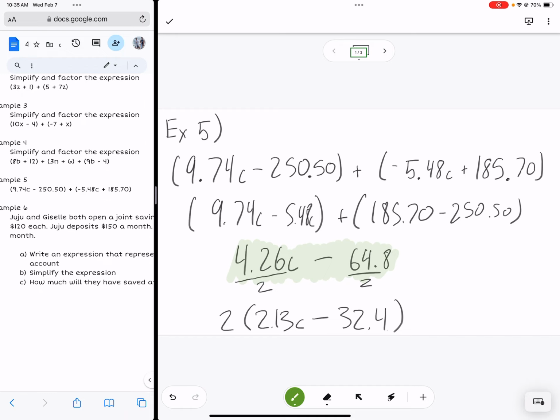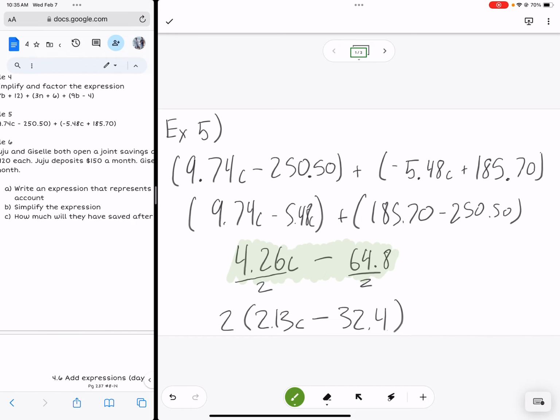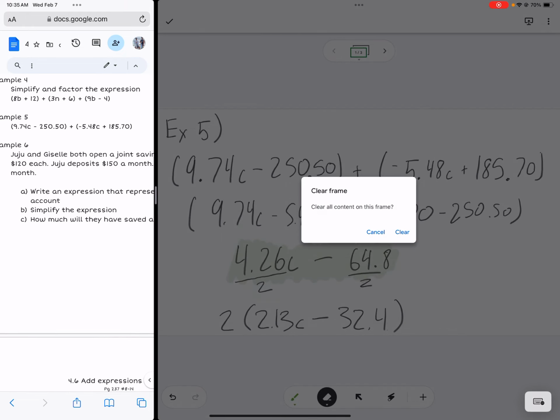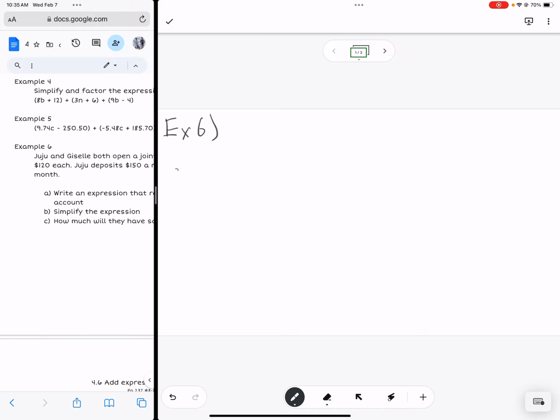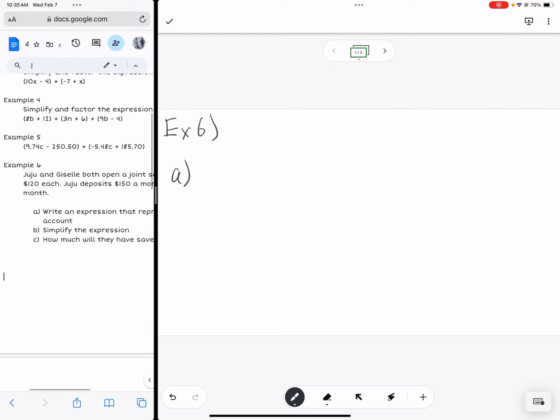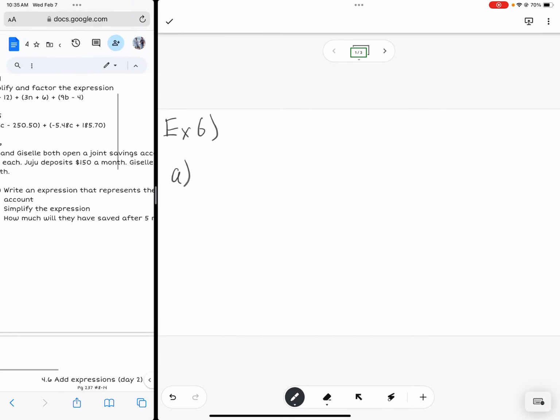All right, example 6, we got a little bit of a word problem. And again, I'll give more tickets to whoever can answer these. If you answer correctly and quietly, I'll give you this too. So it says, Juju and Giselle both open a joint savings account and deposit $120 each.